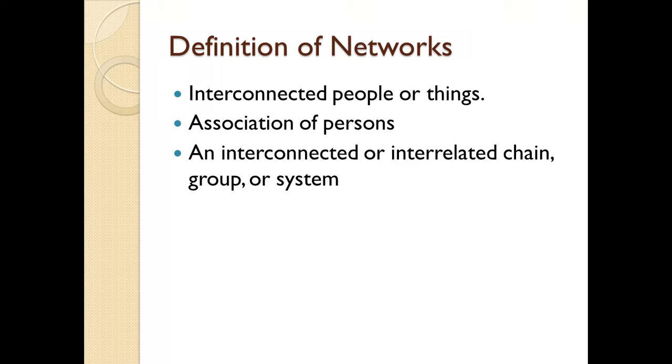Definition of networks. What is a network? You can say that it's a group or system of interconnected people or things. In our normal life, we see the group of friends in our university or outside the university, all together we can say that it's a network. It's a network of friends. So you can be directly or indirectly associated with networks.